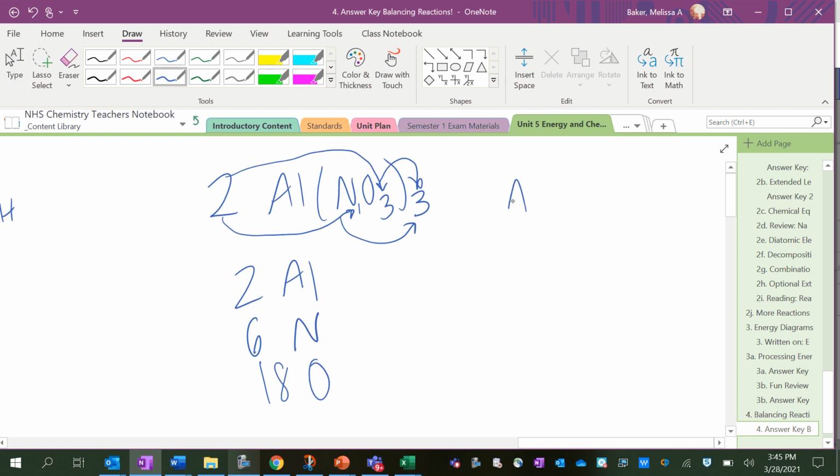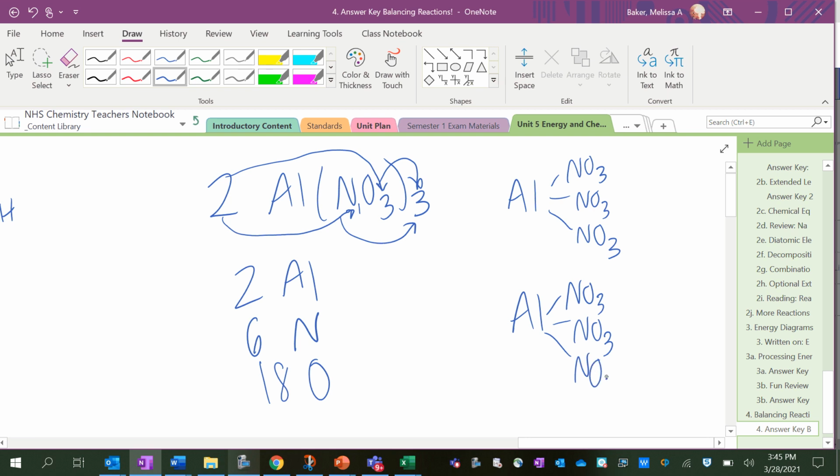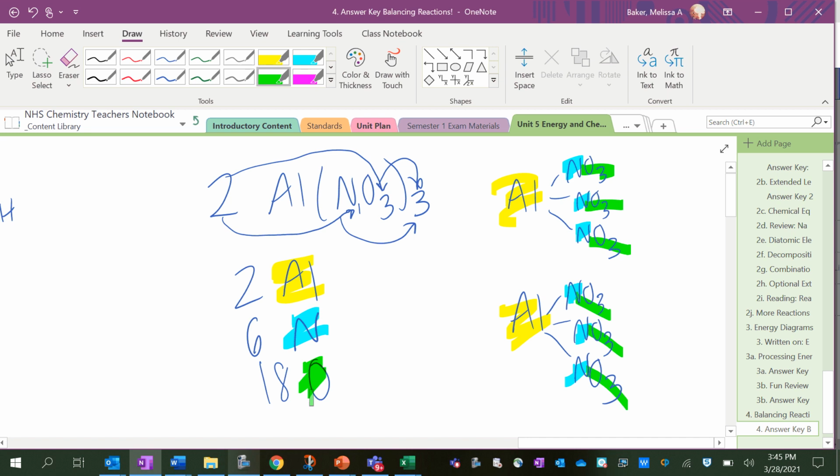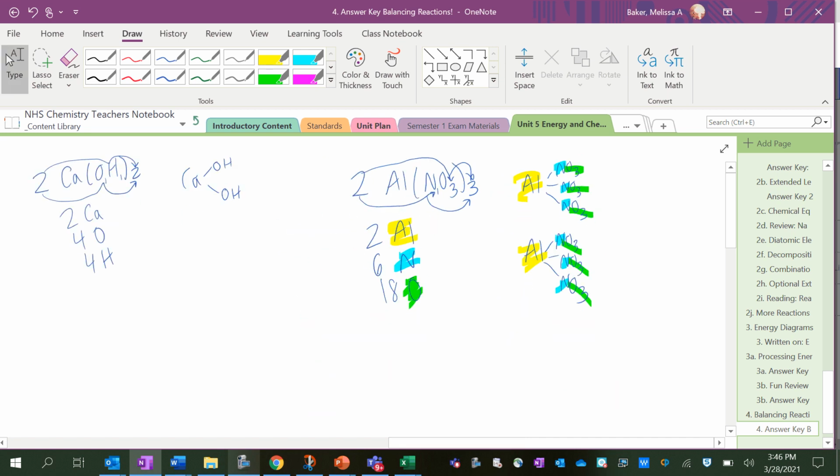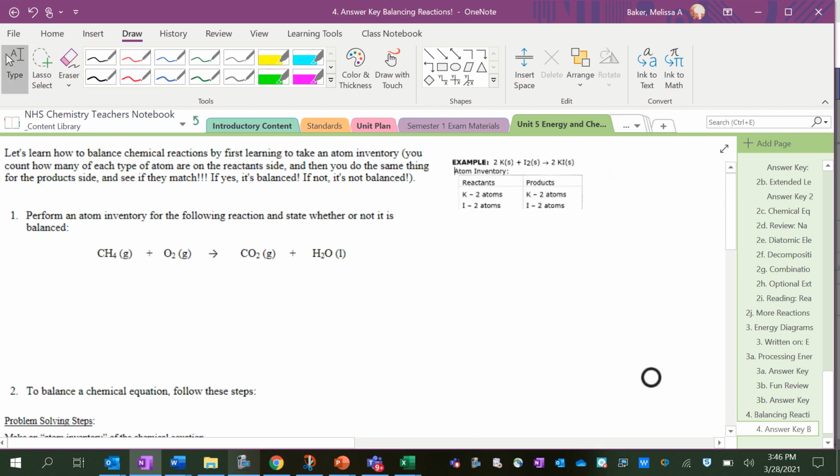And if you are a visual person, it might be helpful to draw it out like this. So here's one Al(NO3)3, and here's a second Al(NO3)3. So now we can just actually count. So Al's, there's 1, 2. N's, there's 1, 2, 3, 4, 5, 6. And O's, 3, 6, 9, 12, 15, 18. So you can see what I mean by it's not always super straightforward.